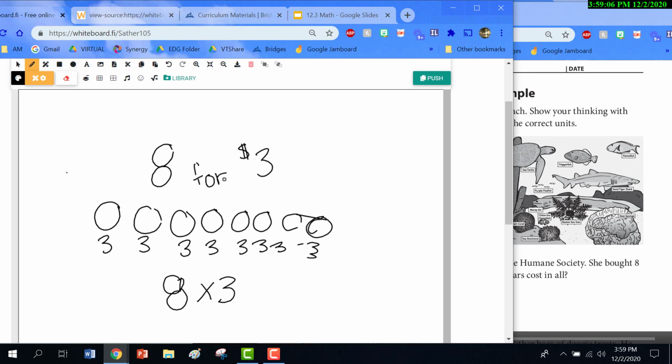You can make an array. However you want to solve it, I want you to pause the video and see if you can figure out what is 8 times 3. Welcome back. Do you actually have an answer?